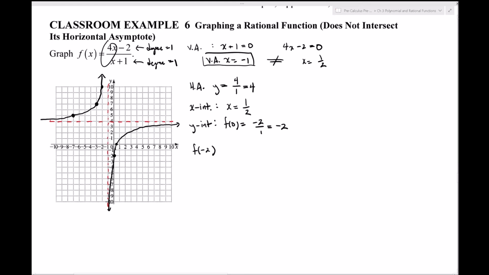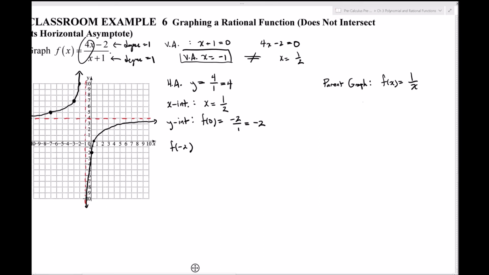Now if you understand the parent graph, and it's supposed to say the word parent. This one has a parent graph. f of x is equal to 1/x. We call that the reciprocal function. So the graph of that thing, if I draw the x and y axes, one pointing up, the other one pointing down. It has a vertical asymptote at 0 and a horizontal asymptote at 0. So the x-axis is the horizontal asymptote, and the y-axis is the vertical asymptote.